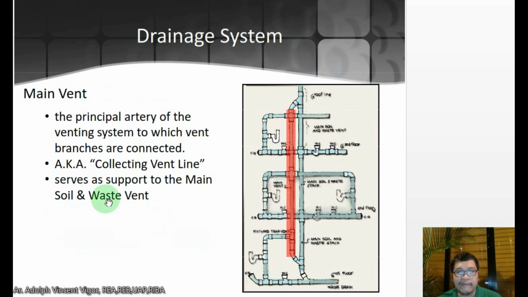And you have your main vent here. This red line is the principal artery of the venting system, to which vent branches are connected. It's also called the collecting vent line because all the other vents are connected here.